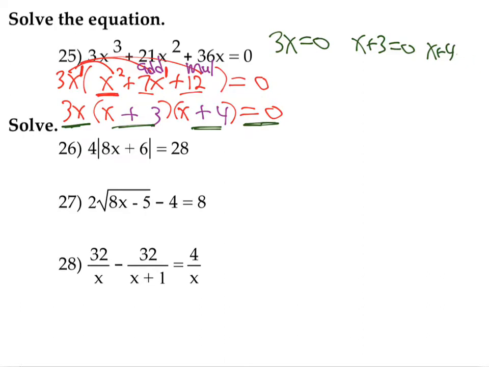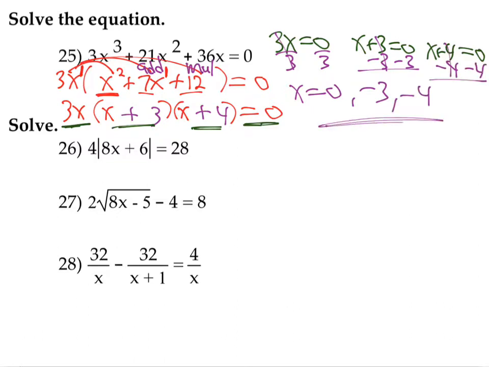Let me get a little more room there. Because their times can be 0. And then you just solve, right? Divide by 3. So that's just 0. Subtract 3. So that's negative 3. Subtract 4. And so that's negative 4. There it is. I don't care how you write it. You don't even have to have the x there. If you just show me 0, negative 3, negative 4, I'm very happy to give you full credit.